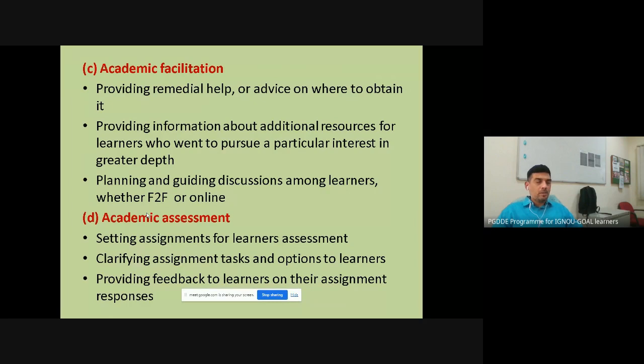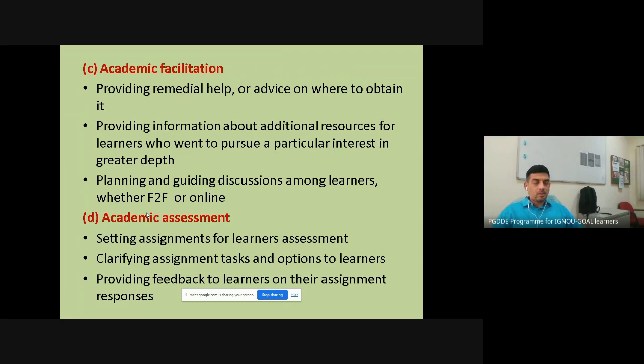Then academic facilitation. Okay, academic advising, academic instruction, academic facilitation. When we are talking about tutoring, we are talking only about the academic part. When we are talking about counseling, that is a kind of, we can say that, that is non-academic also. But when we are talking about tutoring, then definitely it is purely academic or related to the courses and programs only.